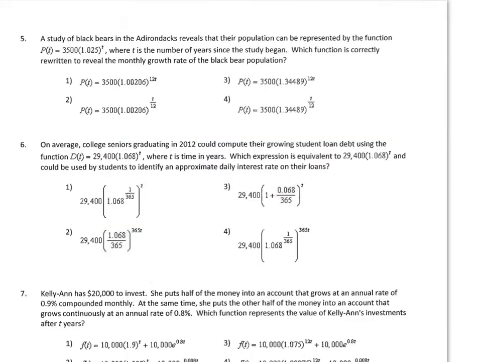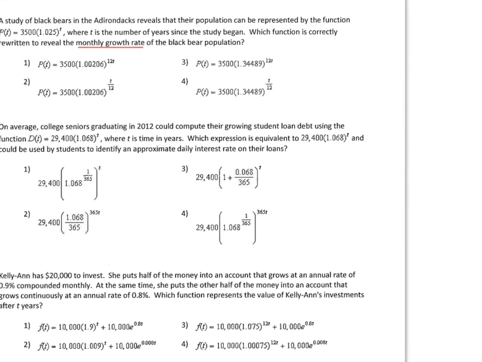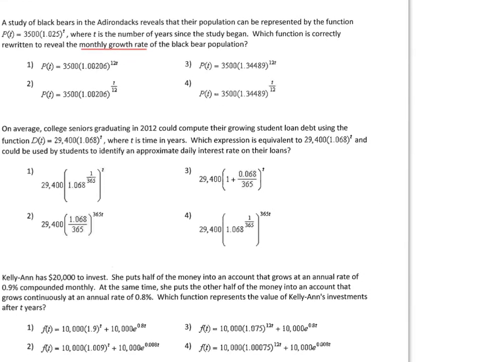Okay, number 5. Rather than reading the whole problem with you, it gives us this function, and they want to know if this could be used to represent monthly growth rate. Okay, so let me move this over and give myself a little room here. So I'm going to rewrite the function, and I gave myself a little bit of room to put an exponent in here as well as an exponent out here. Now, if we want to reveal monthly growth rate, in front of the T, we put the number of months that fit into 1 year. So since there's 12 months in a year, we're going to put a 12 in front of the T.